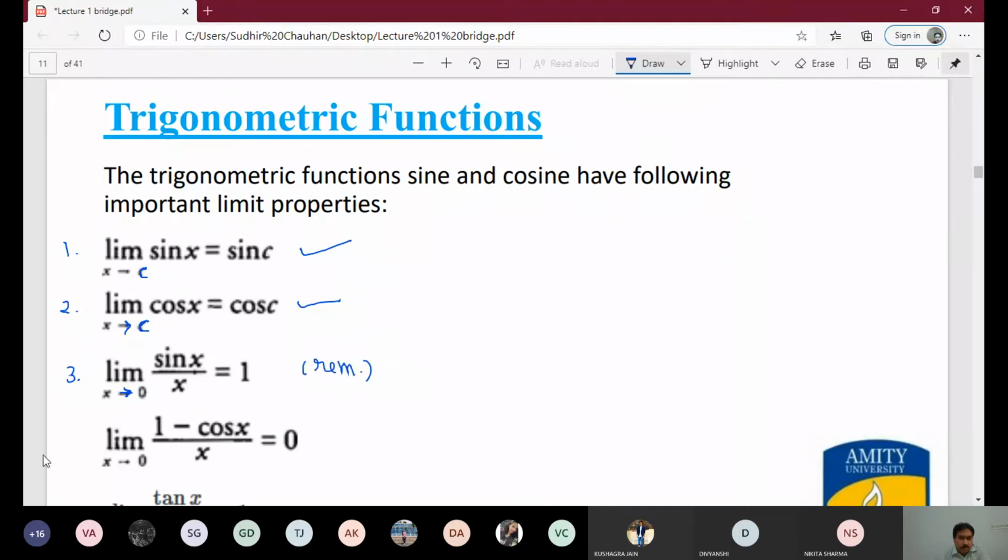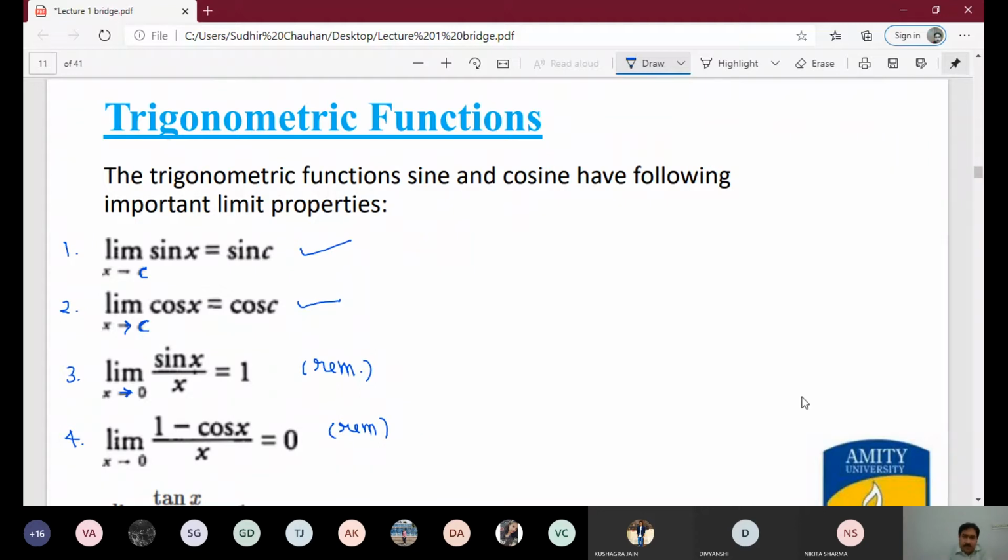Now limit number 4. Limit x tends to 0, 1 minus cos x upon x. If we put the limit, then it is 1 minus cos x upon x. So we get in the numerator 1 minus 1 upon 0, so 0 upon 0. We can directly remember these limits, that after evaluation it will be equal to 0. So we can directly use these limits as formulas.